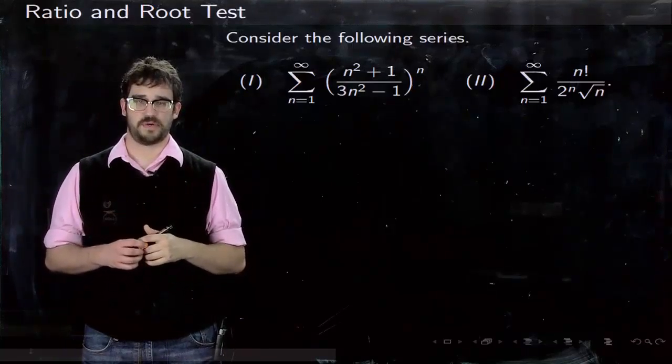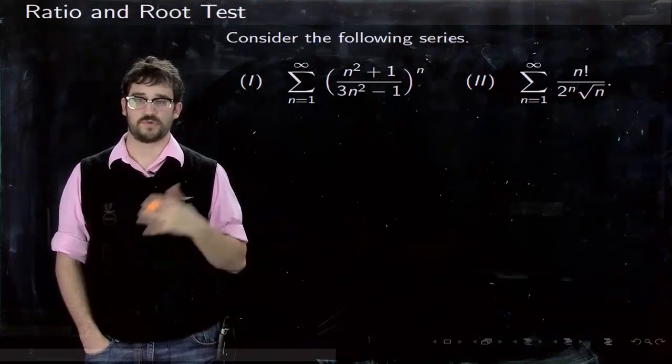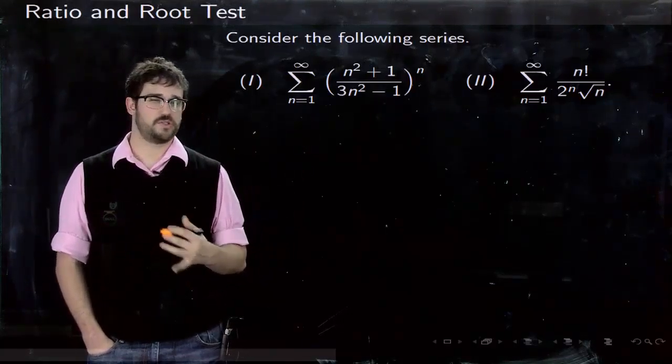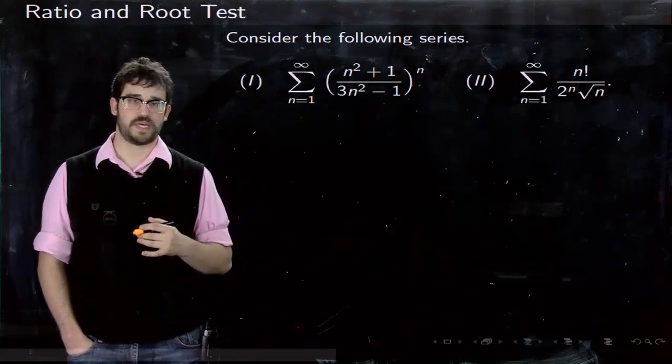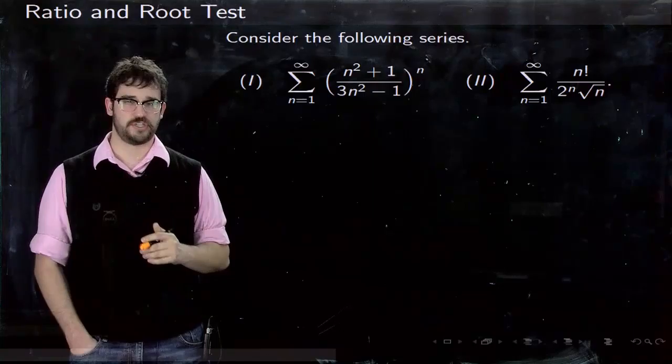Suppose we're given the following series. How would we be able to test for absolute convergence or convergence in general? This one, since everything's raised to the n, should give you an indication, probably the root test. This has a factorial indication, probably the ratio test.